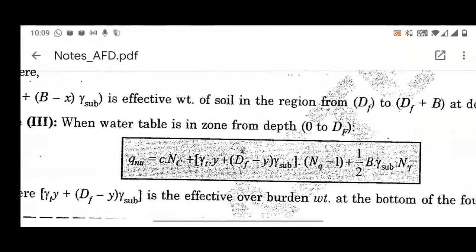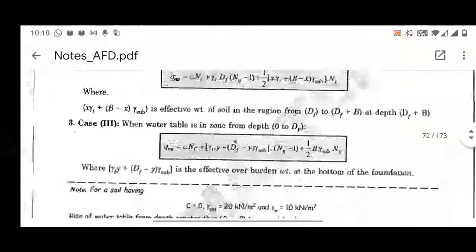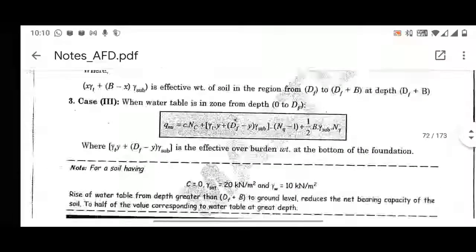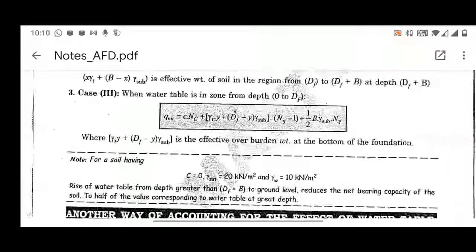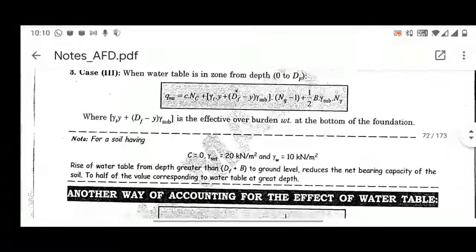But in the first term, you will see this is gamma t into y. This gamma t is the bulk unit weight only, because that is not submerged till depth y. Multiply it with Nq minus 1, plus half gamma b into N gamma. That will give you the modification in the second term in the Terzaghi bearing capacity equation.